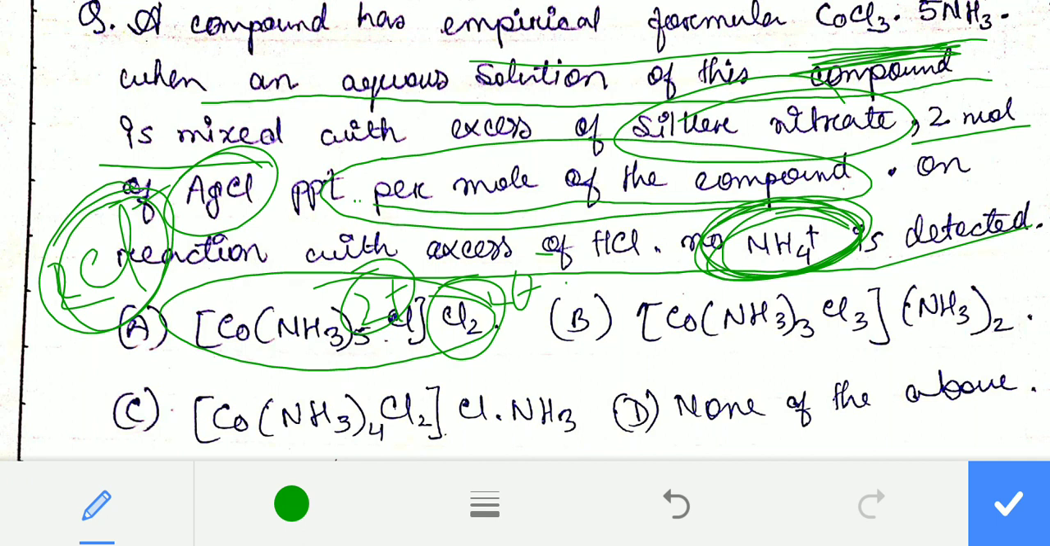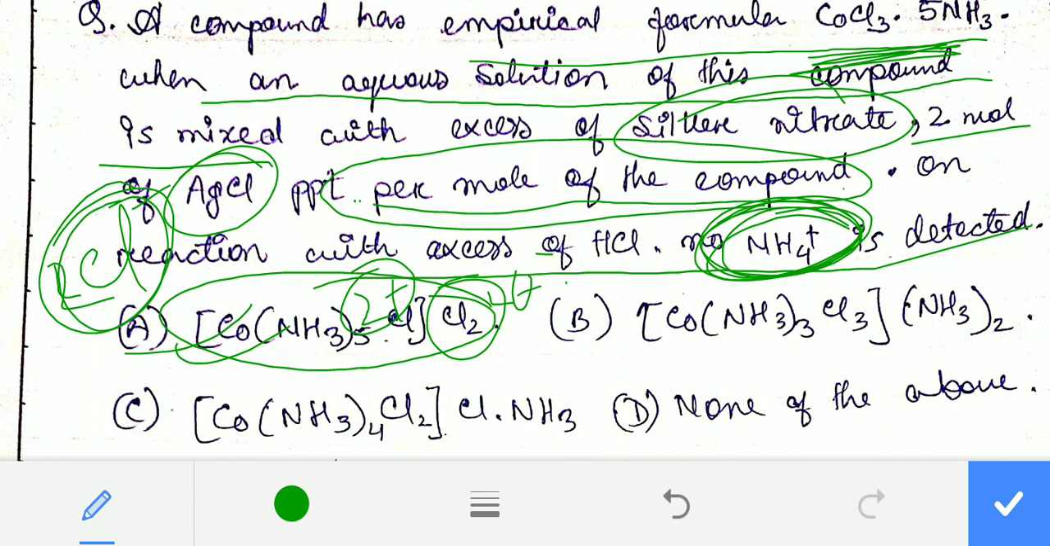Okay, that is 2Cl minus, sorry. So in option A, if you ionize this compound, you will get 2Cl minus, which is available to react with AgNO3, and we will get 2 moles of AgCl as a precipitate. To get 2 moles of AgCl precipitate, we need 2 Cl minus ions in the mixture. This is a simple logic.